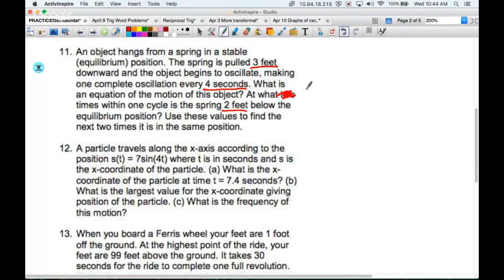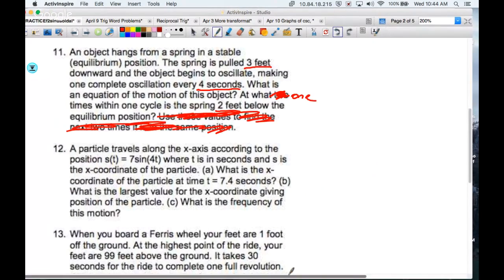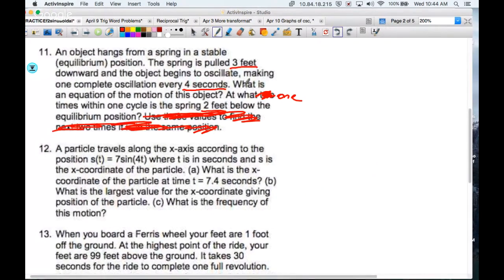In this unit, we're just going to say if we can just find 1 time, then I'm happy. Use these values to find the next 2 times. Let's just skip that last part. I think if we can just do this, then that'll be good for this unit. Our next unit will be dealing with this. This requires a better understanding of inverse trig. So yeah, if you're watching the video, you just got permission to skip that last piece of this question.